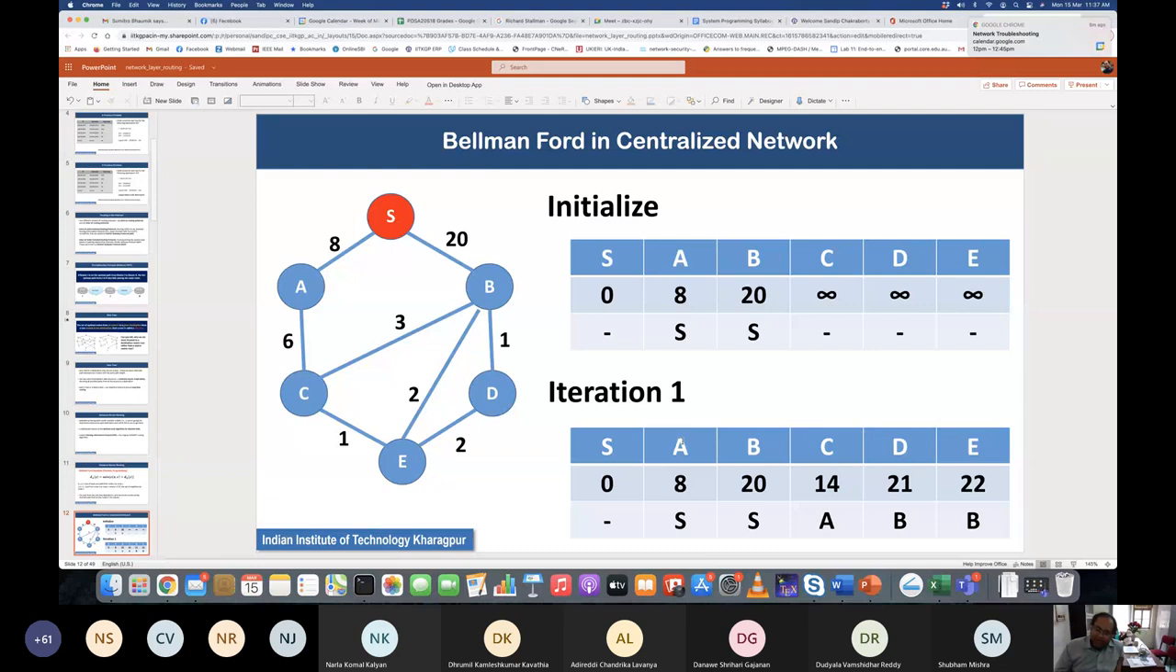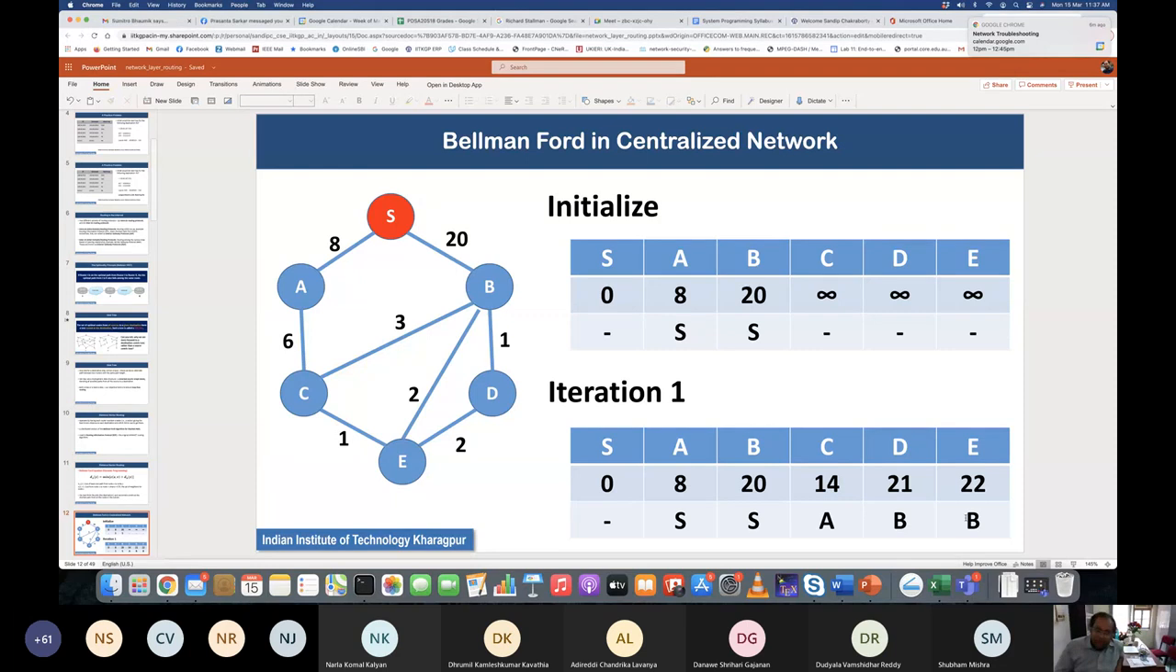In the second iteration, I find the nodes that are reachable from A and B and iteratively find their cost. For S to A it is 8, and S to B remains 20. For S to C, I have two paths. I can go via A or via B. Via A, my total cost will be 8 plus 6, that is 14. Via B, my total cost will be 20 plus 3, that is 23. So my minimum cost is via A, and I take C as 14. For D, I reach it via B: 20 plus 1, 21. For E, I can reach via B, so my cost is 20 plus 2 equals 22, and my next hop is B.